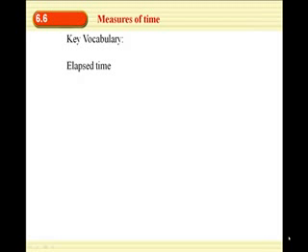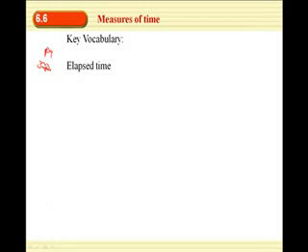All right, 6th grade, the last thing in chapter 6 is measures of time. We are on page 322. Elapsed time, that's our vocabulary word, and elapsed time is on 323.